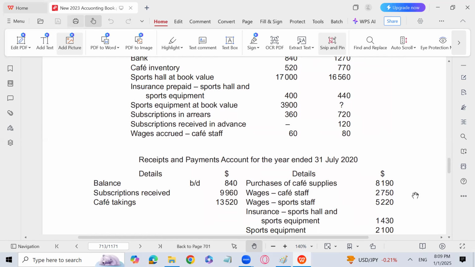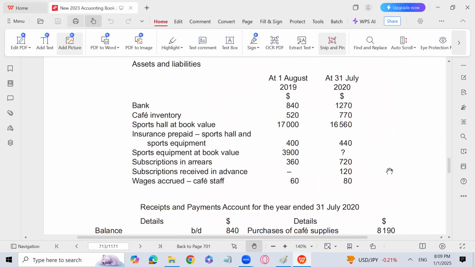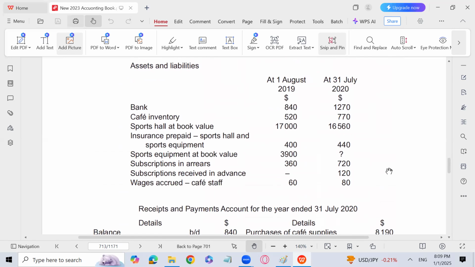Depreciation on sports equipment: 2100, which has been recently purchased, because there is no sports equipment given. Yes, it is given. That is 3,900. Here it is given. So what I'm going to do, 3,900 plus 2,100, which we have purchased this year, which will become 6,000. And 10% of this is going to be the depreciation. That is going to be 600. 600 is the depreciation on sports equipment. So that's how we have solved this.